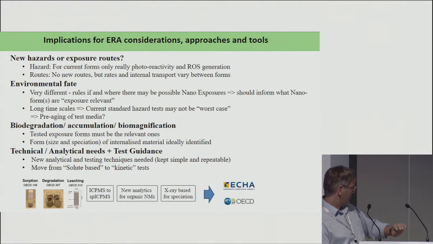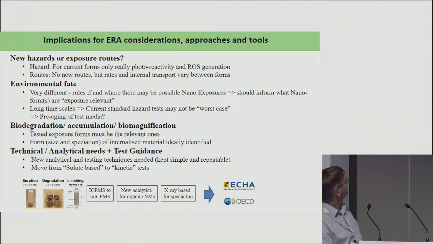If we go through the implications of what that means for error considerations, approaches and tools, you can see that for the other new hazards, there's not really new hazards apart from a few with the suntan lotions creating photoreactivity and ROS generation. The routes are probably not new, but the rates and internal transport speeds might be different, but the actual uptake routes are probably the same. There are things that obviously you have to consider with materials not being taken up as ions. But the exposure routes that we have to consider in the risk assessment are the same.